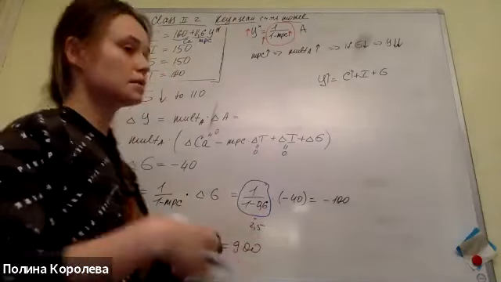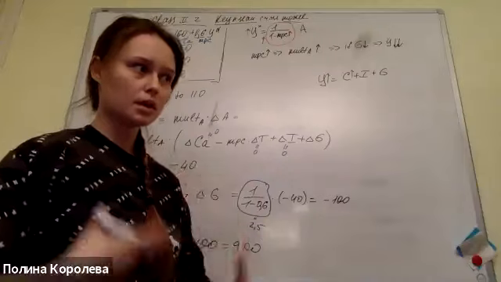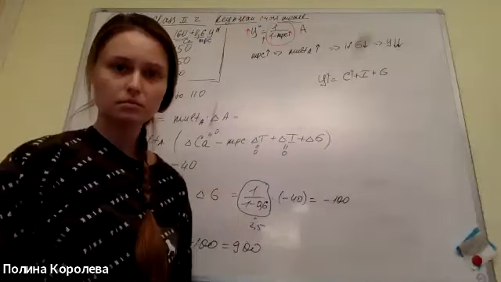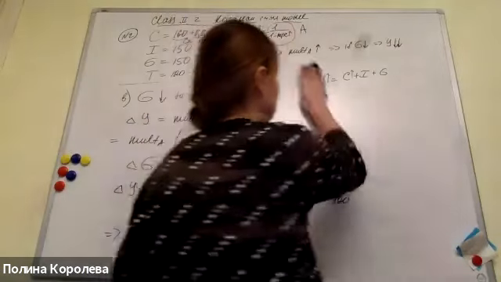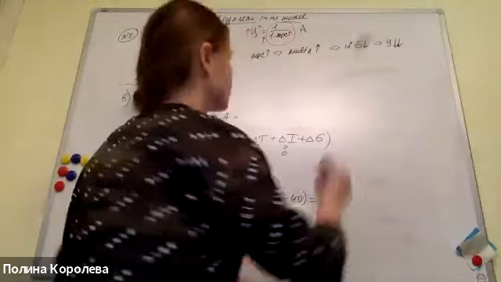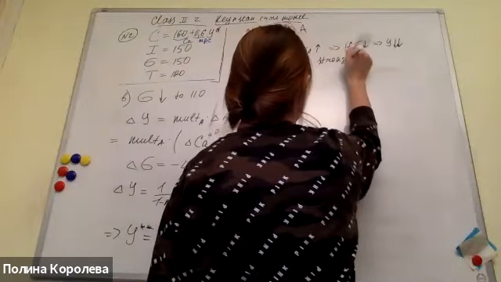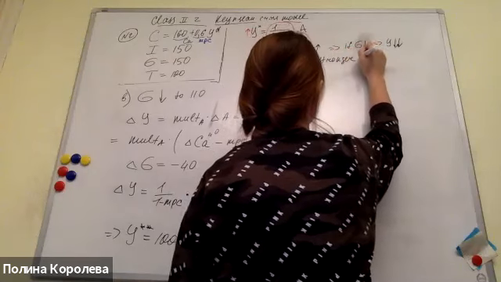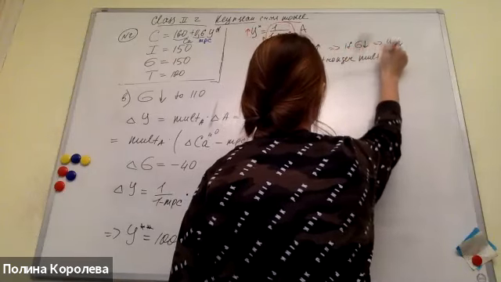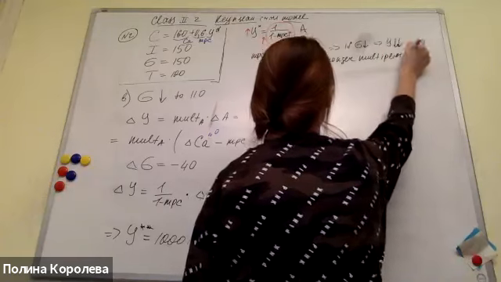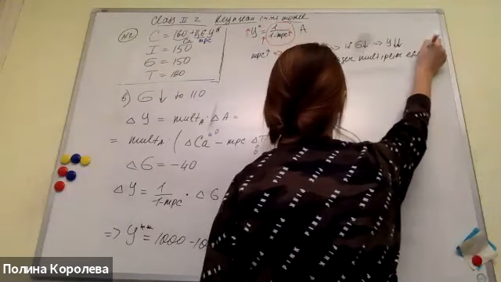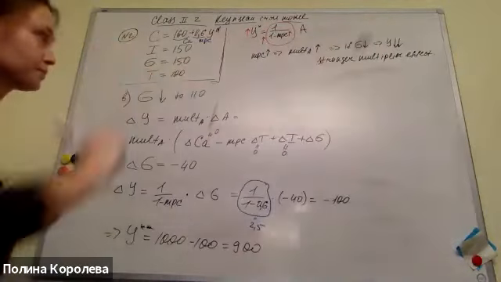This multiplier effect becomes stronger. Agree? Stronger multiplier effect if marginal propensity to consume increases. Let's write down. Stronger multiplier on economy.